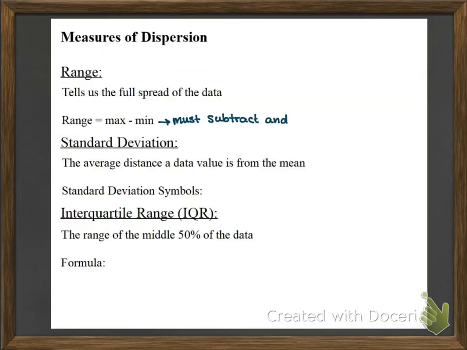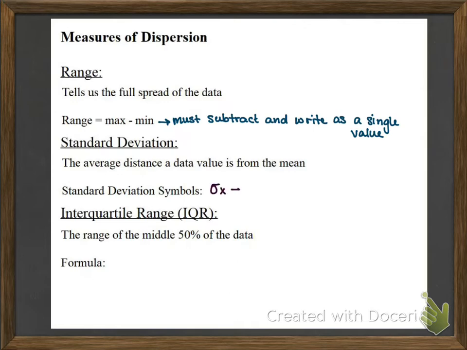Next, measures of dispersion. So the first one is range. It tells us the full spread of the data. That formula is that the range is max minus min. You must subtract that value and write it as a single value. It is not from this value to this value. Subtract every single time. And then again, that formula is not in the folder, so you will have to memorize that one.